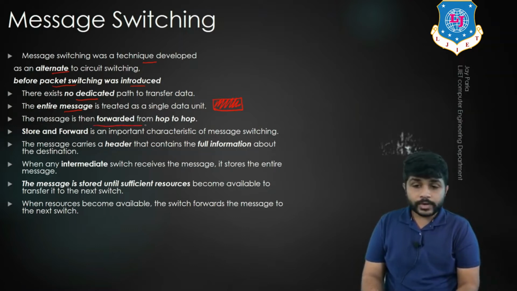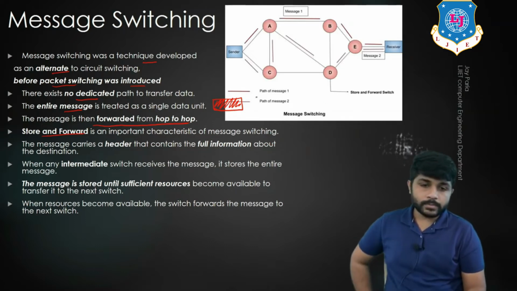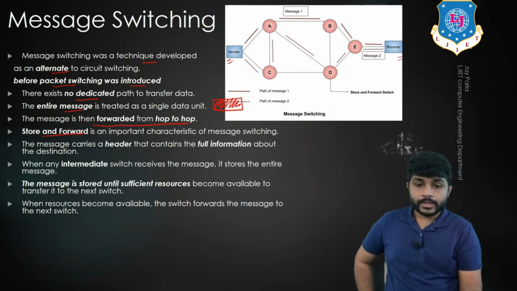The message is forwarded from one hop to another hop. Store and forward is implemented. What does it mean? You can see that this is an example of message switching. There is one sender and one receiver, and there are different devices A, B, C, D and E.